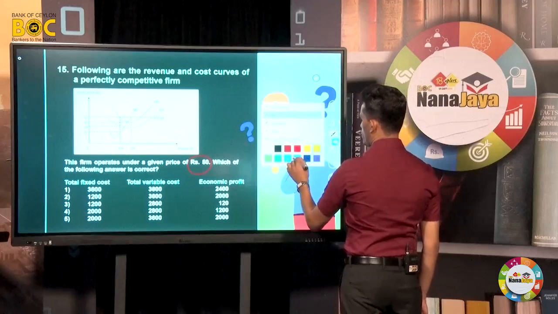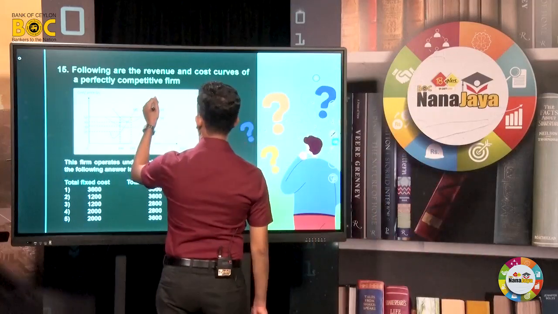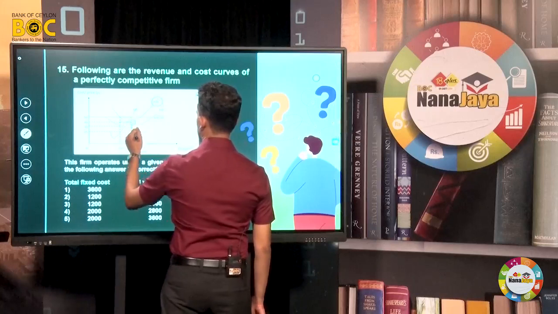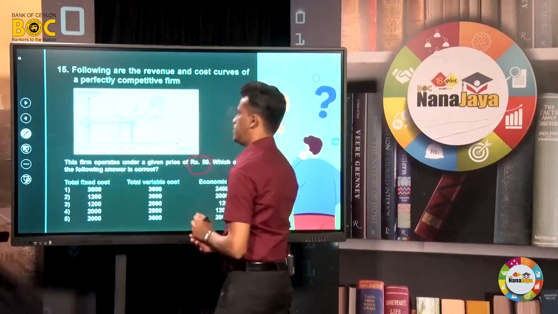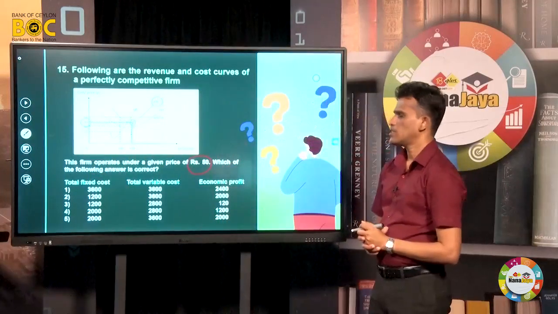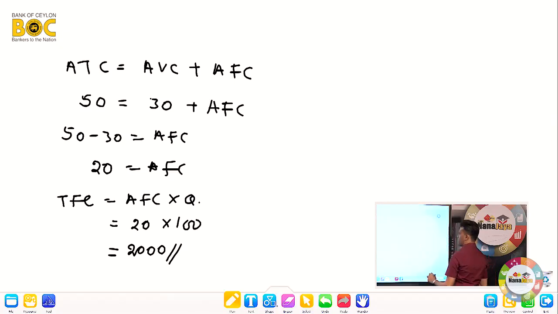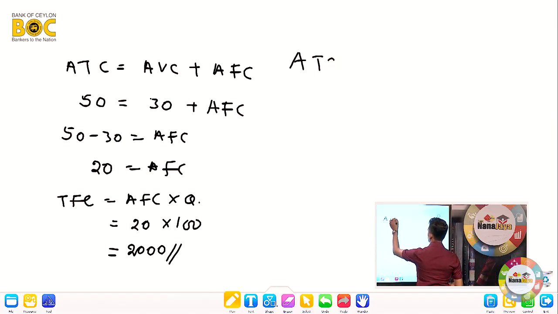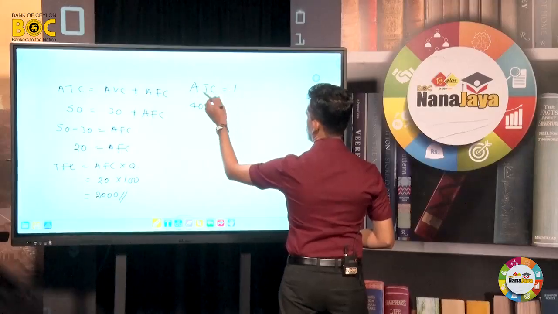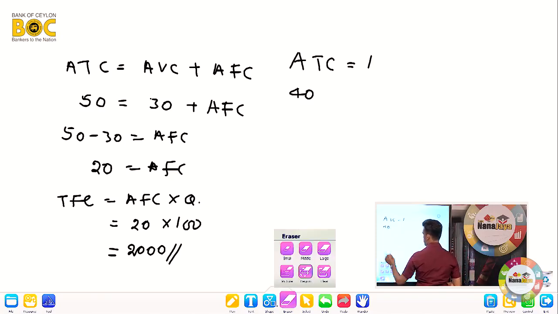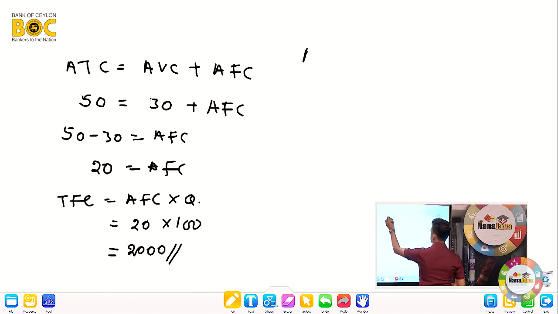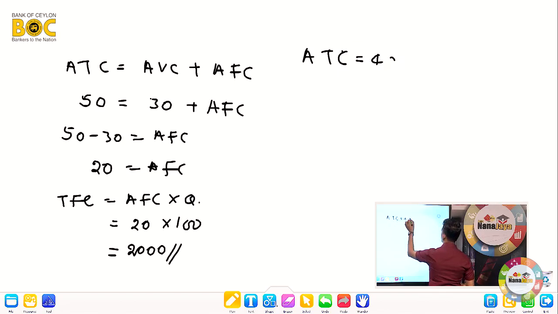At 120 units, if we go to the average total cost curve like this, and identify that corresponding value, the average total cost of producing 120 units is rupees 40, right? Average total cost is rupees 40 at the equilibrium output of 120 units.